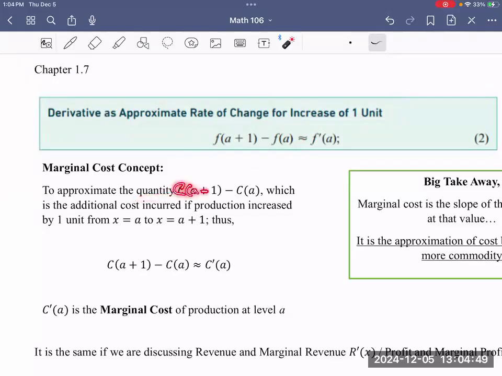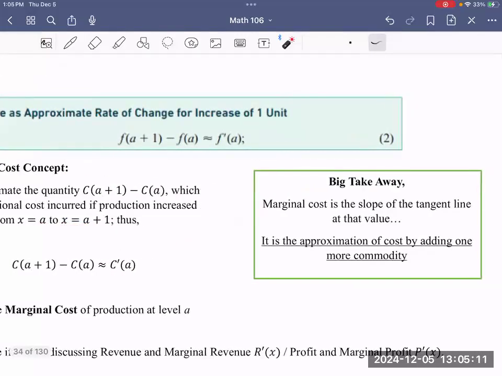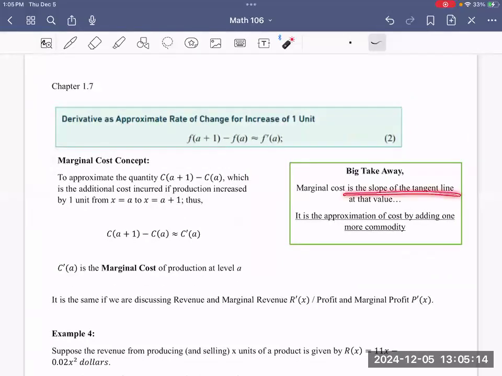C of A plus 1 minus the original C of A, where the plus 1 is just the additional increase of that unit. We want to know how much it will cost us to produce 1 more unit. So going from what we have now to 1 additional gives us this approximation. Marginal cost is the slope of the tangent line at that value. It is the approximate cost of adding 1 more commodity. So really your first derivative is the marginal cost at that production.